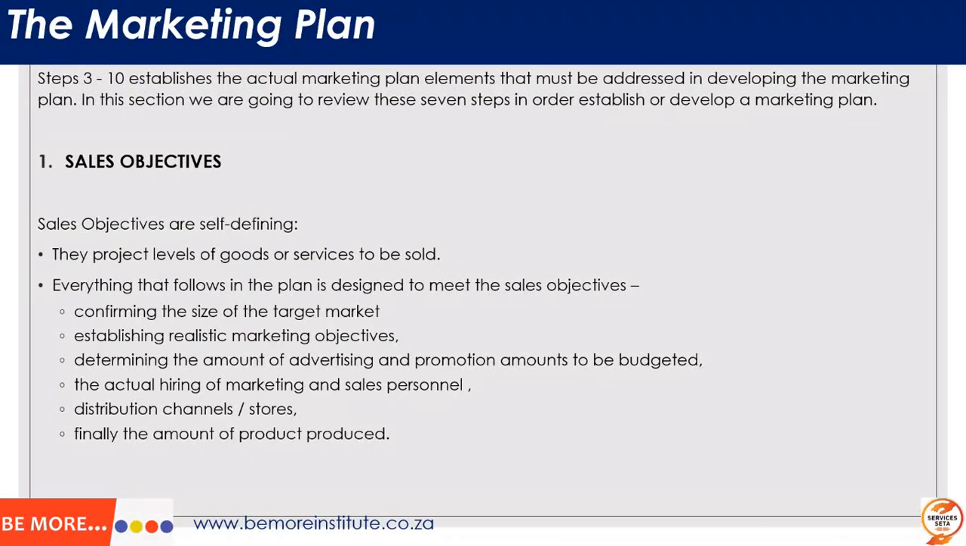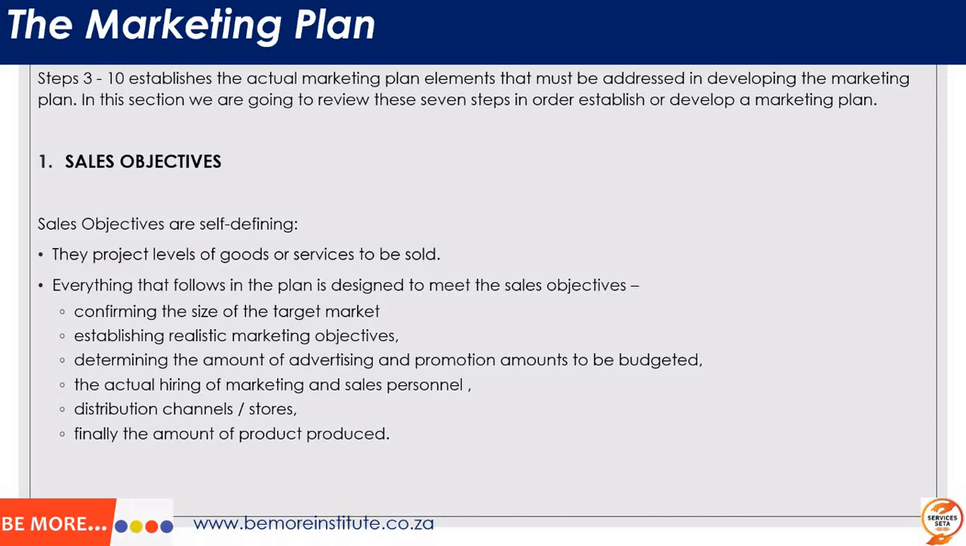We are now going to look at the other steps of the marketing plan, the rest of the marketing plan. So the first step in this step 3 is sales objectives. It is the first step in the actual marketing plan. Sales objectives project the levels of goods and services to be sold. Everything that follows in the plan is designed to meet the sales objectives.